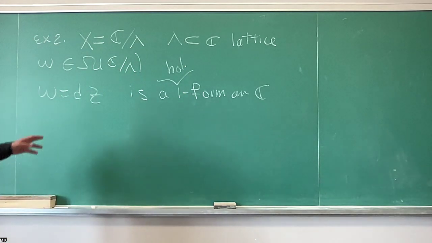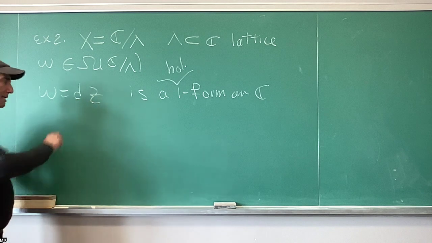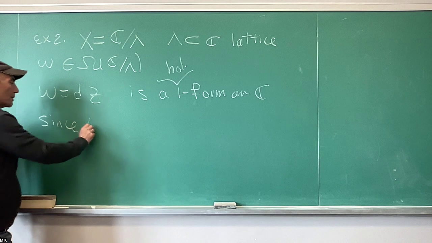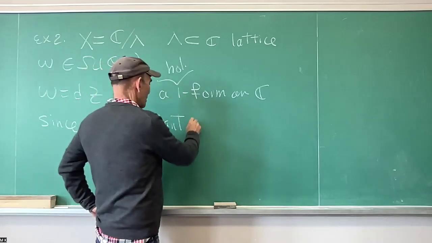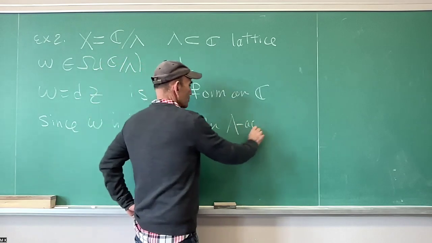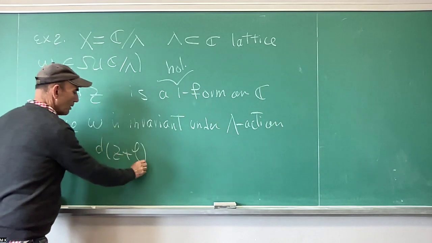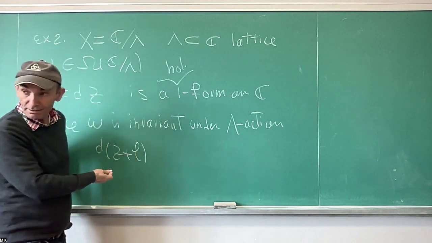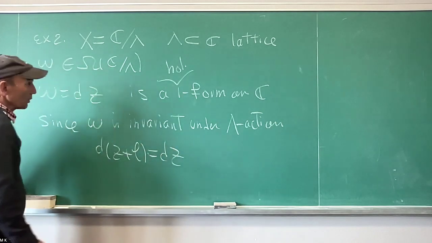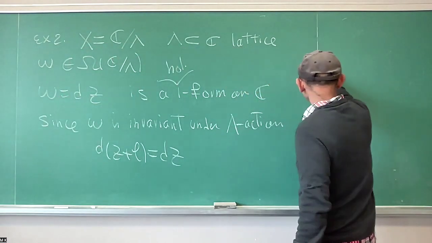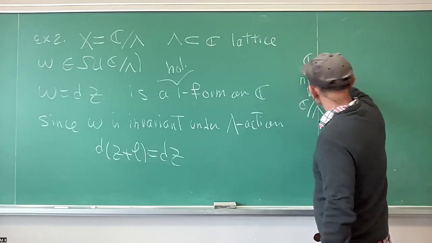Now, this one form is actually invariant under the lattice action, so it descends to the quotient. Since omega is invariant under the lambda action, in the sense that if you translate by any lattice element, or actually by anything, you get the same thing because it's a constant. So the situation is like this. You have this projection map from C to the quotient C over lambda.